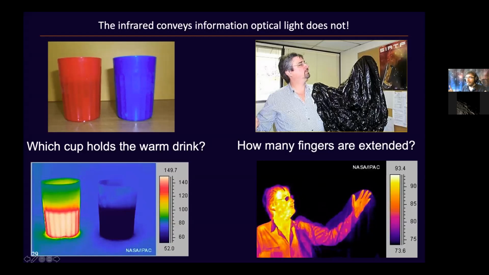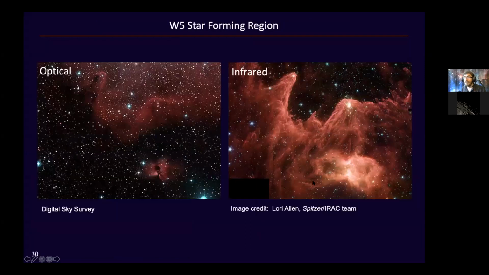And you can also see all sorts of interesting features like his glasses that are not only cooler than the rest of him, but they actually block light at these wavelengths. So in optical wavelengths, we can see straight through his glasses. In infrared wavelengths, you can't, which is kind of a neat property. It's the same kind of thing that we get in astronomy as well.